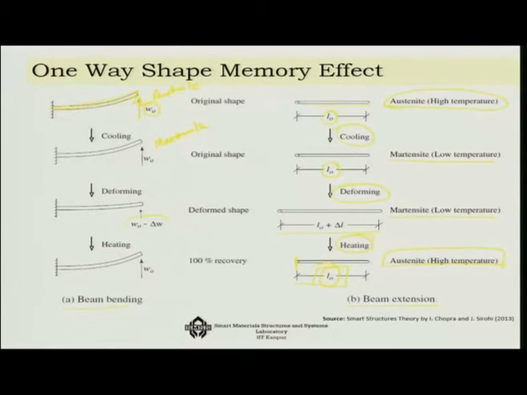Now suppose I change the load, then there will be a deformation, a change of curvature immediately, as you can see, that is going to happen to the system. And now if I heat it up, what will happen? No matter whatever the load is, it has to go back to that original shape. So it will once again regain that original shape that was there in the system. So that is the beam bending effect, the one-way shape memory effect in beam bending.